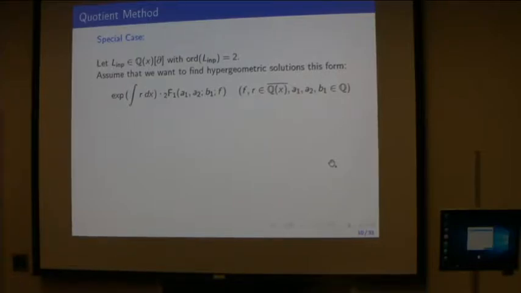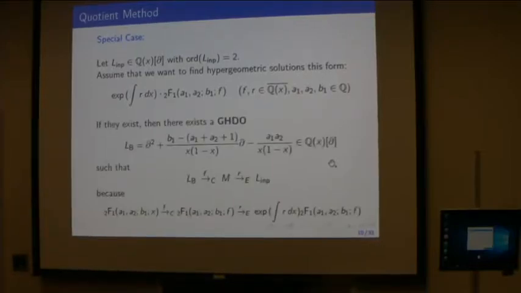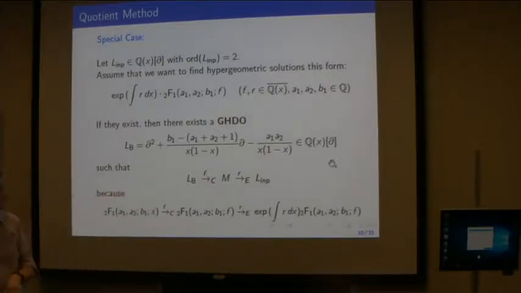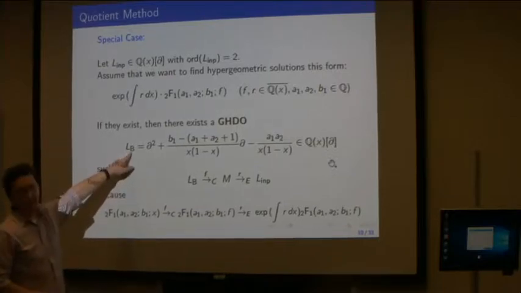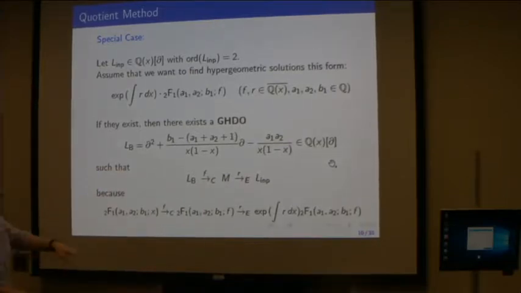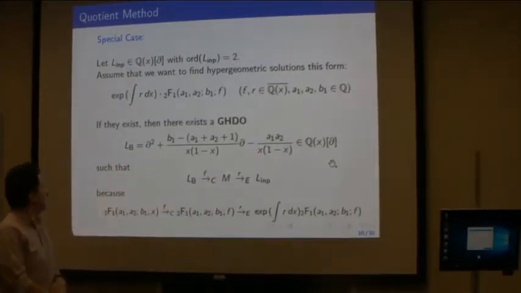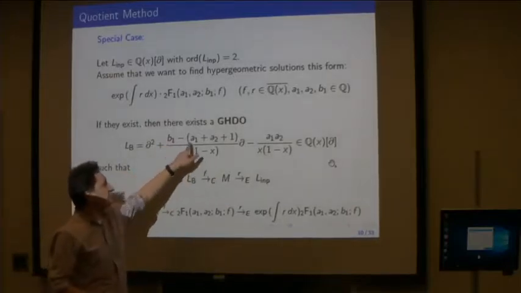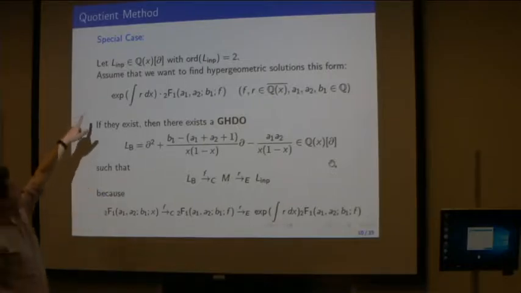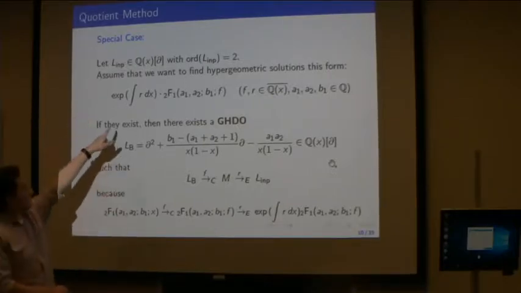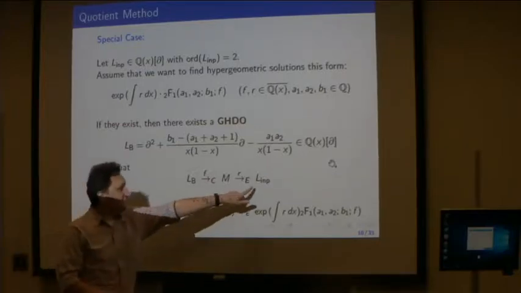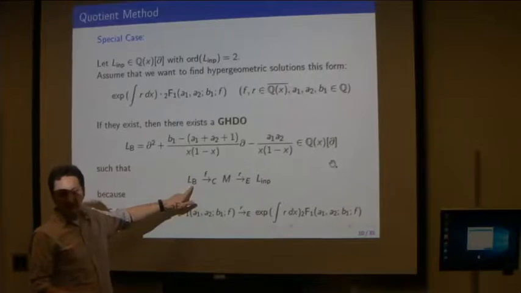if they exist. If they exist, then we know that there is a Gauss hypergeometric differential operator, L base. So this is my base operator. I will use this notation to denote a Gauss hypergeometric differential operator, which is defined like this. We need to find 3 parameters to define a Gauss hypergeometric differential operator here. If our input has a hypergeometric solution of this type, then there exists a Gauss hypergeometric differential operator such that we can connect L input and L base in this way.